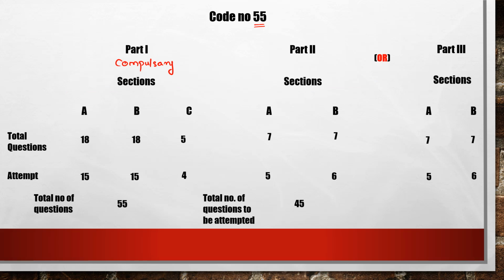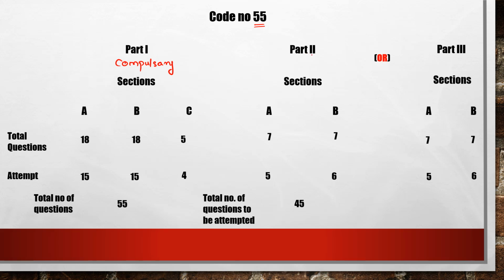Now, further, you need to know that the code for your accountancy paper is 55 and your accountancy test paper is divided into 3 parts: Part 1, Part 2 and Part 3. Out of this, Part 1 is compulsory and it has 3 sections: Section A, Section B, Section C.